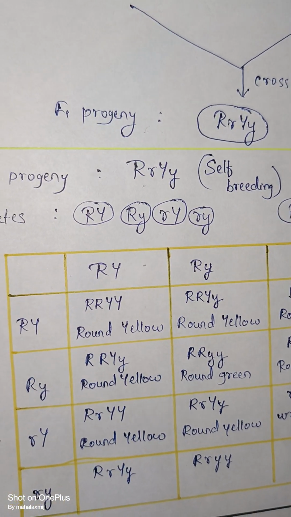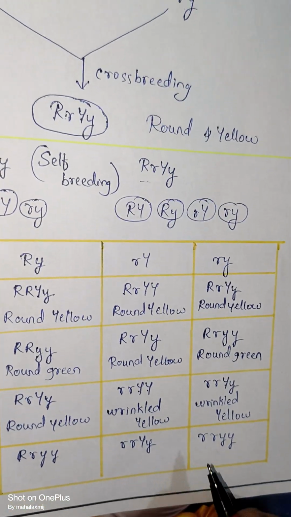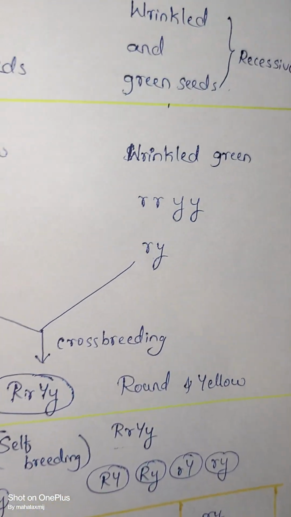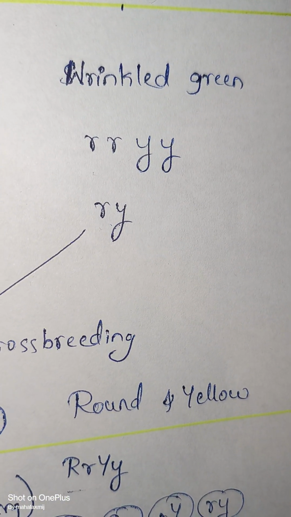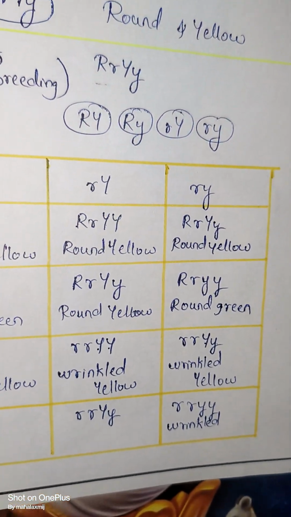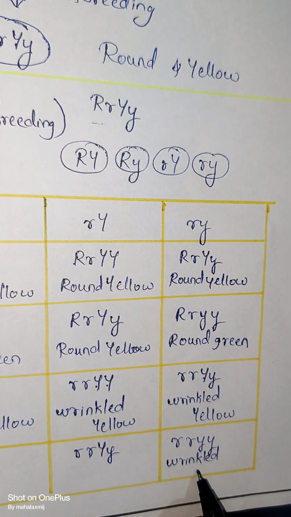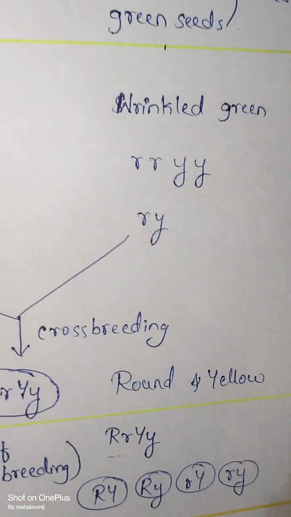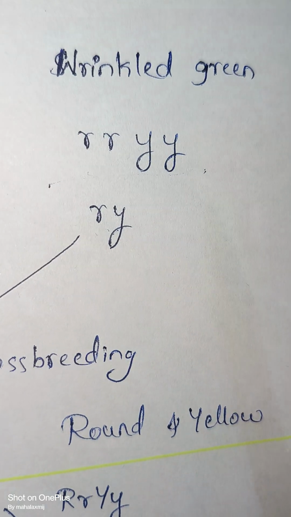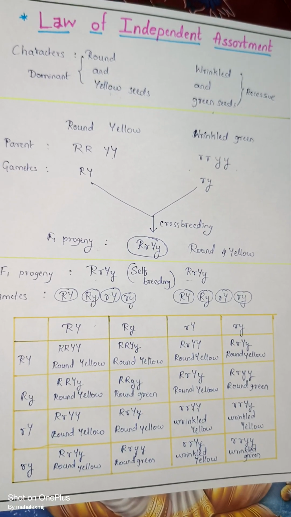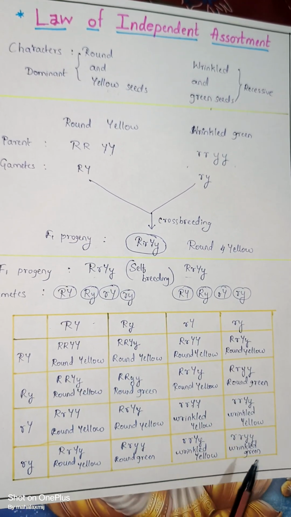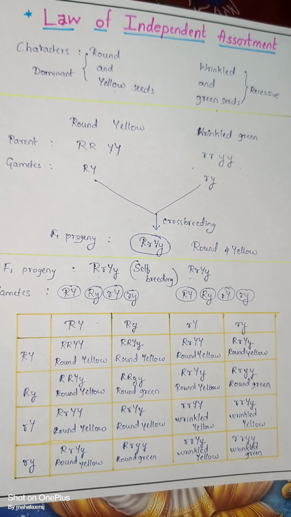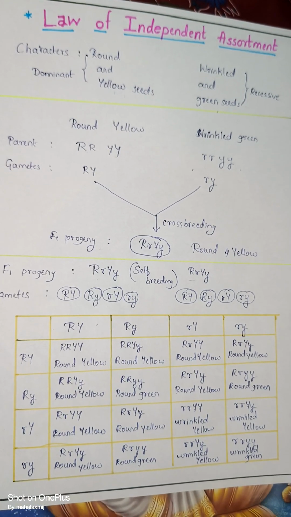Now I'll show you directly the last block. Both are small r, so it is wrinkled, and both are small y, so it is green, which is similar to the gamete that we have taken initially. Okay. So after filling the Punnett table, we obtain this kind of a result, which is our F2 progeny. Now we'll identify its phenotypic ratio, genotypic ratio, and their respective percentage.